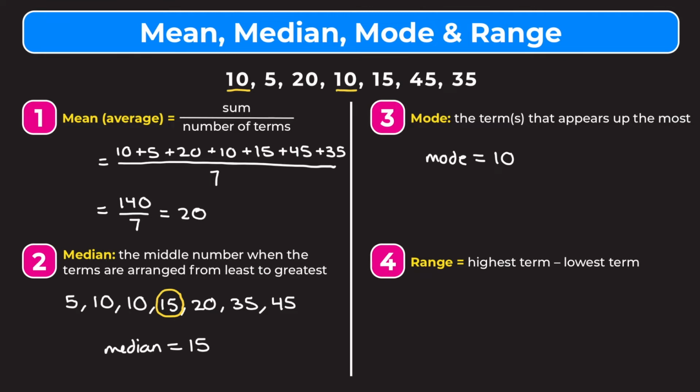And finally, looking at number 4, we're finding the range, which is equal to the highest term minus the lowest term. Our highest term is 45. That's the greatest number in our list. Our lowest term is 5. That's the smallest number in our list. If we subtract 45 minus 5, we get 40. So we get a range of 40.